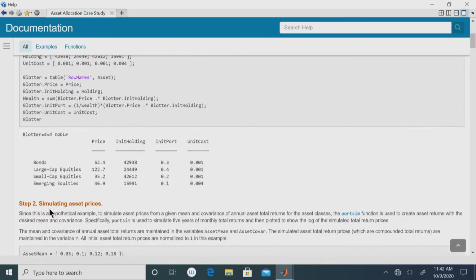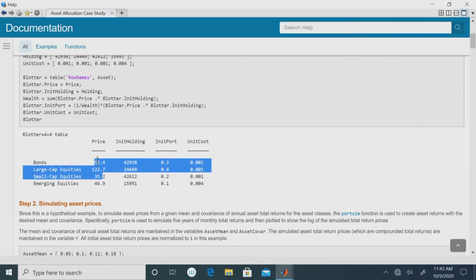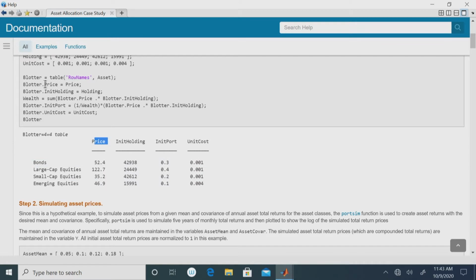Okay, so now when you are creating this, the first component that you have is blotter price. This blotter price prints here in this price column. Then blotter initial holding is the second column. Then the initial portfolio is given by this. So, this is the blotter initial portfolio which gives the weight. You see that the weights are 0.3, 0.4, 0.2 and 1, and the unit cost is the last column that shows up.